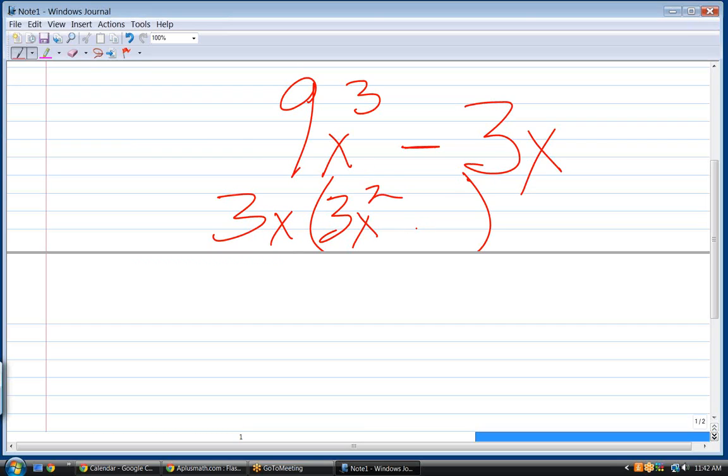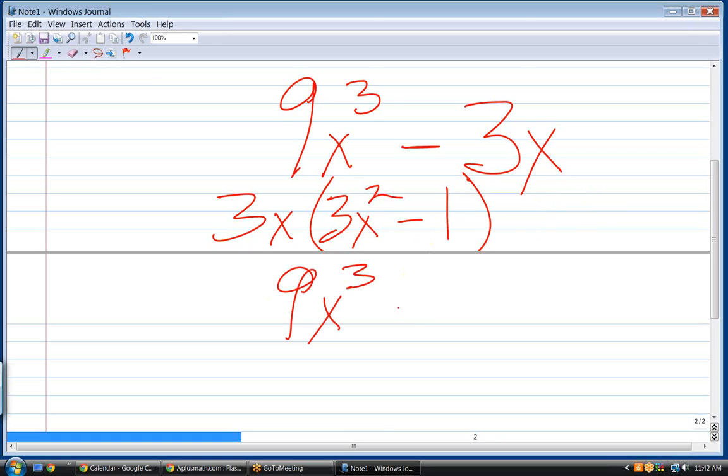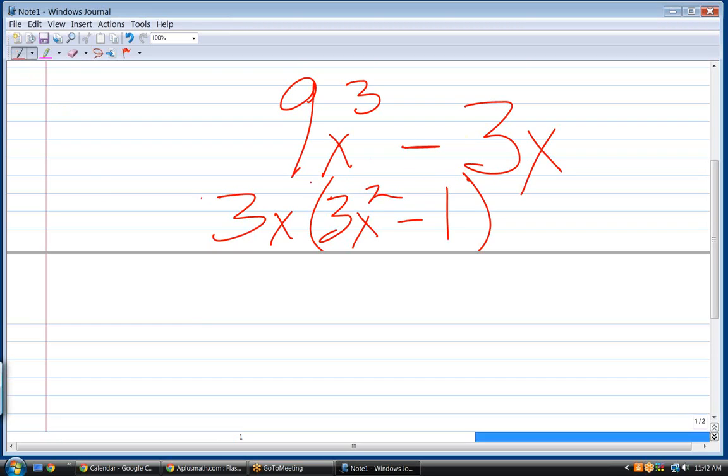And then what's the second term? 3x, right? Now I'm dividing everything by 3x. It would be 1. Minus 1. Okay? And notice, let's do our check. Let's multiply these two things back together again. I get 9x cubed minus 3x, which is what I started with. That tells me that I have solved it correctly. All right. So that's greatest common factor.